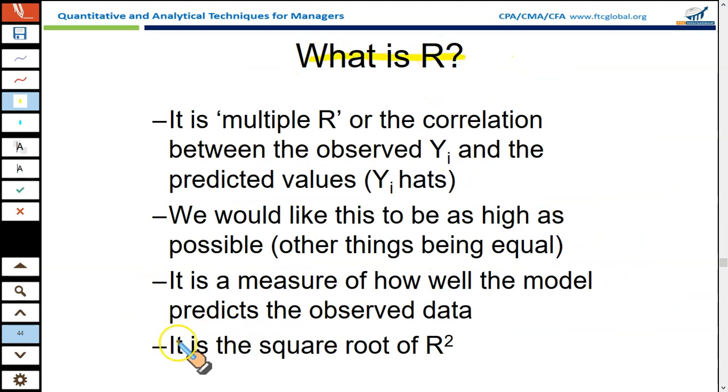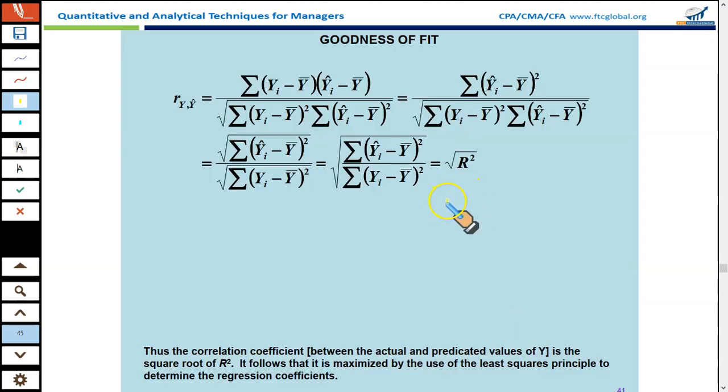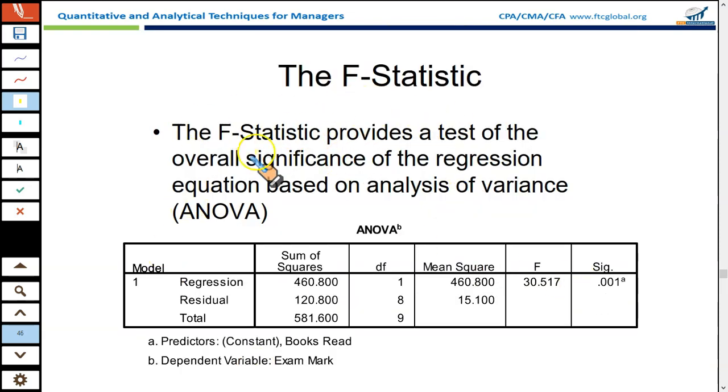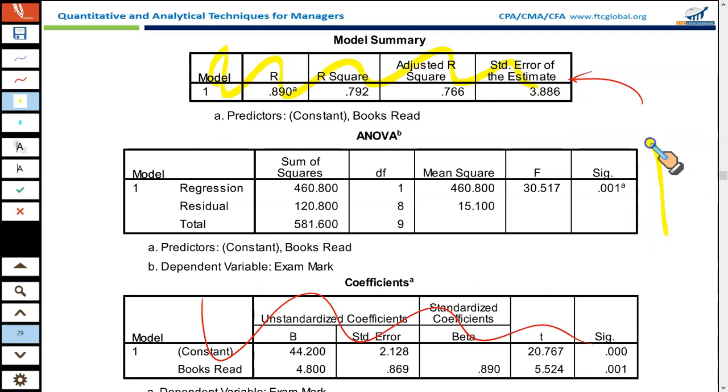What is R then? It is the square root of R square, the coefficient of correlation. It's a measure of how well the model predicts the observed data, and that's how it's calculated. The correlation coefficient R is the square root of R square. Okay, now we have the last output generated by SPSS, this one. Now this remains.